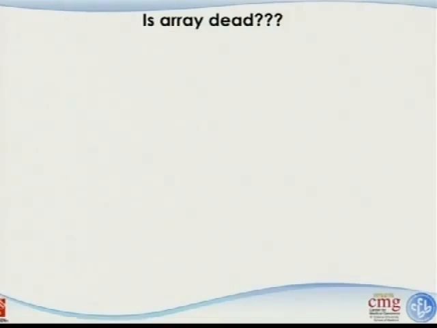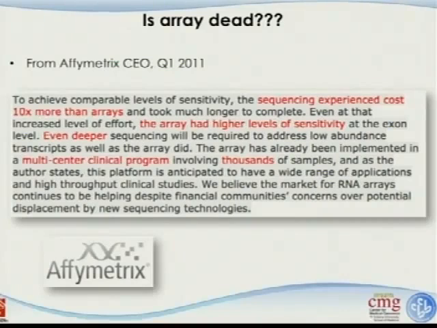But the question is, do we still need arrays? Is Affymetrix going away? Is the Illumina array part going away? This is just for fun. I got this from a website, where the Affymetrix CEO said that to achieve a comparable level of sensitivity, the sequencing experiment costs 10 times more than arrays. That is their comment, to achieve a comparable level of sensitivity.